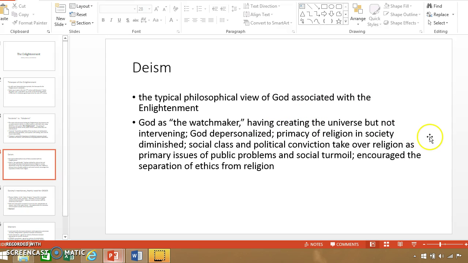The primacy of religion in society becomes diminished. There's more of a focus on, well, secular ways of thinking, philosophy, for instance. Social class and political conviction take over religion as primary issues of public problems and social turmoil, and it encouraged the separation of ethics from religion, or something to associate with the United States, separation of church and state. It is no accident that the founding of the United States is an Enlightenment event. A lot of the ideals behind the founding of the United States are very much Enlightenment ideals.